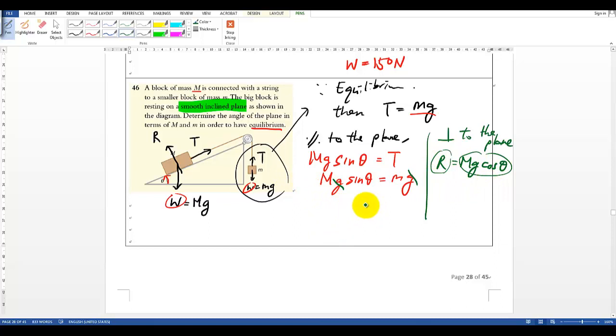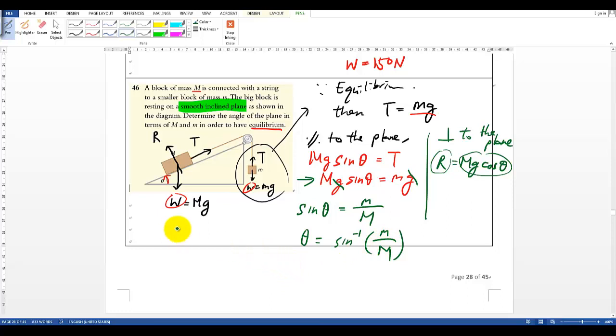Okay, so the only thing that we can say from this expression would simply be sine theta equals small m over big M. And if you really want to find the angle, then it will simply be theta equals arcsine of small m over big M. Yeah, I think that is all you can say.